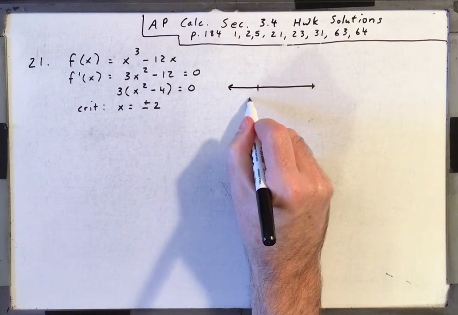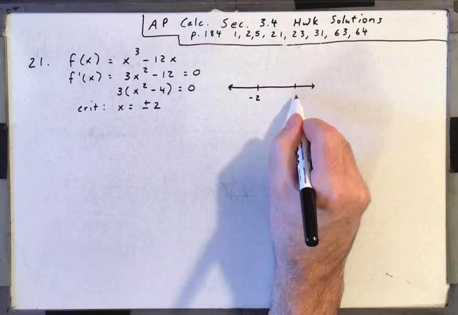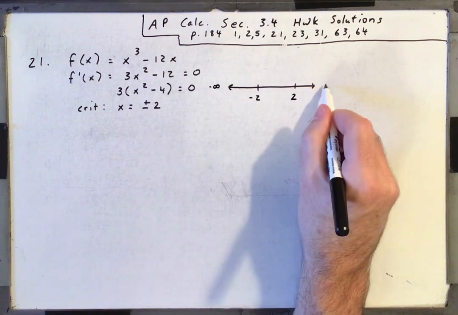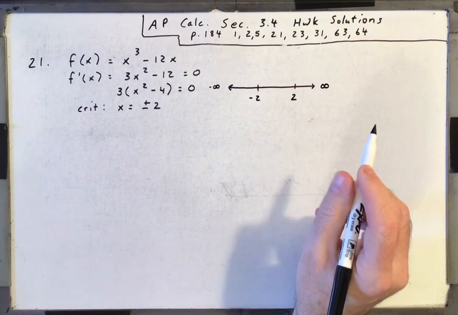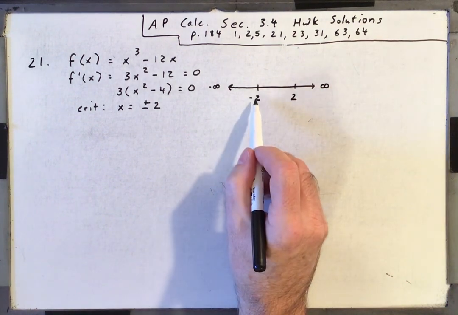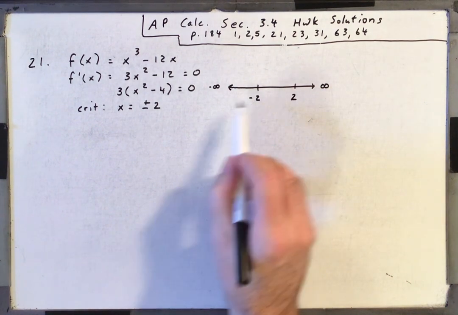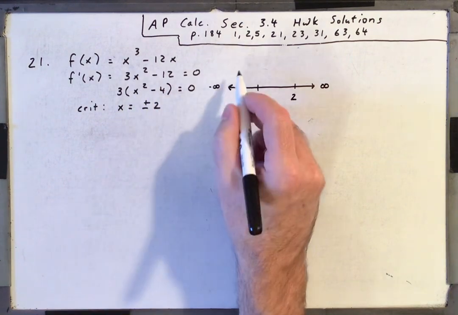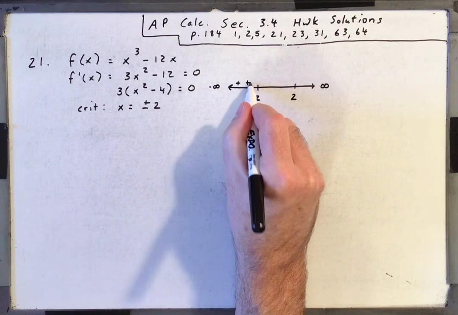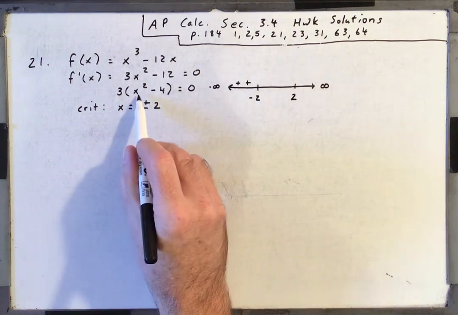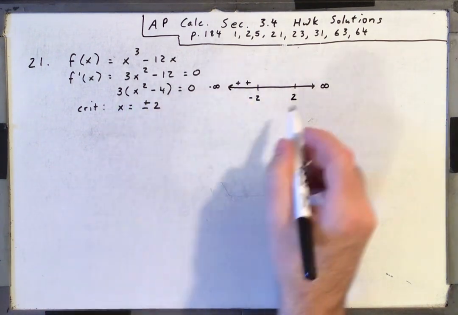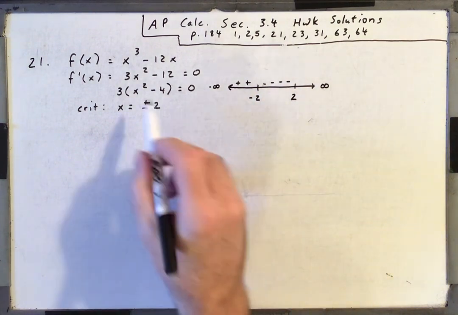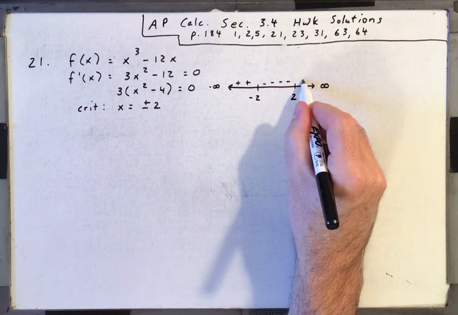So we have negative 2, positive 2, going from negative infinity to infinity. Something less than negative 2, I'm going to put negative 10. So negative 10, if you square it, it's 100 minus 4. That's a positive. Let's plug in 0. 0 minus 4, negative 4. So that's negative. And then greater than 2 would also be positive.